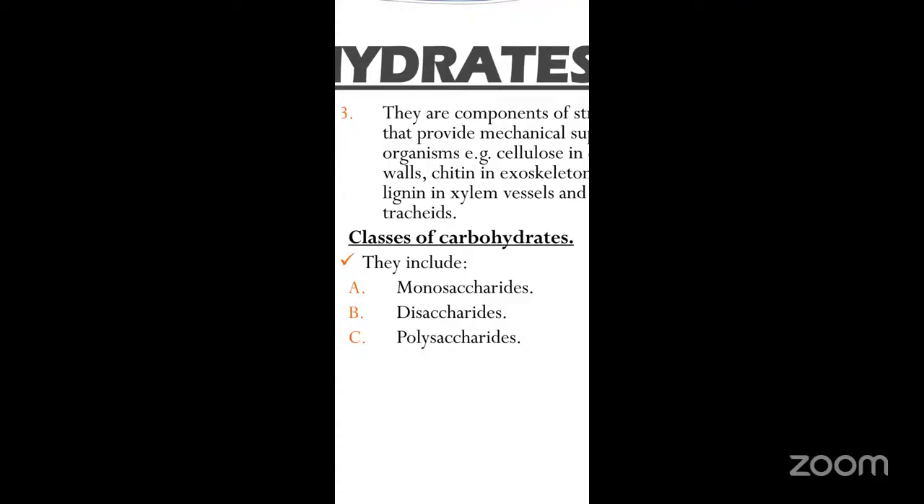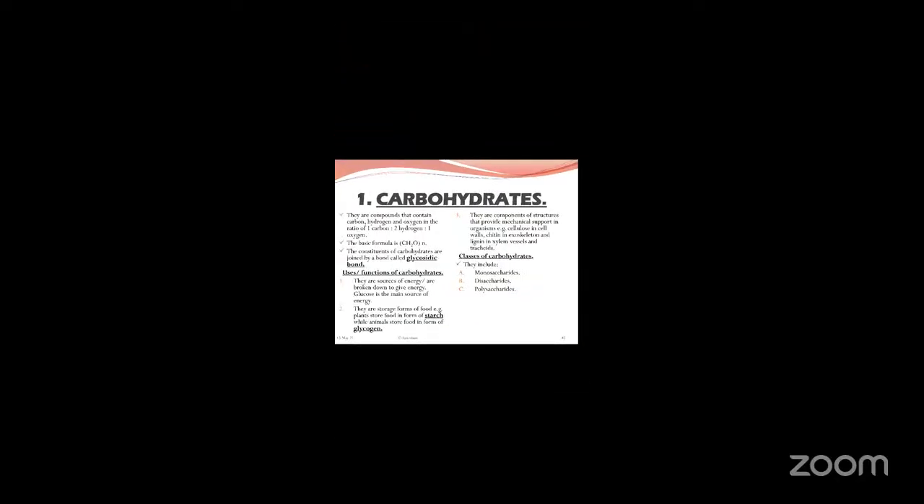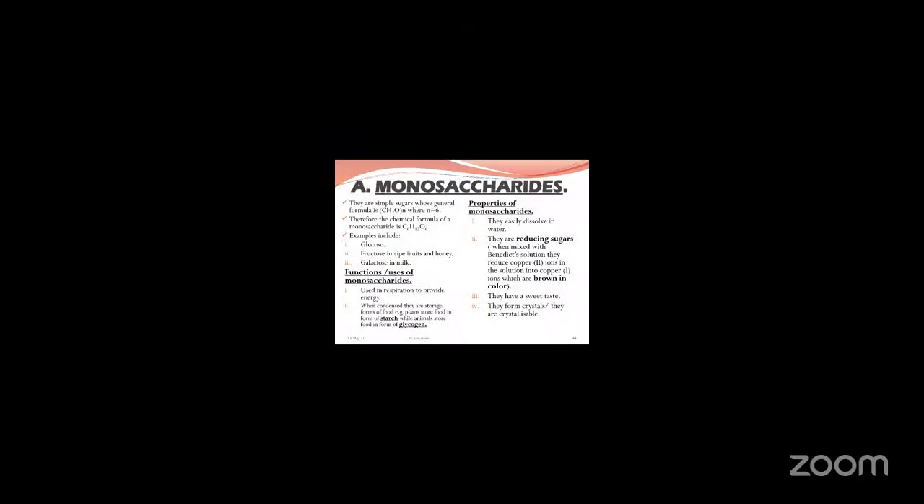So it is very important that you note that the three classes are based on how many molecules of glucose are present. When you only have one molecule of glucose, we have a monosaccharide. When we have two monosaccharides combined, they form a disaccharide, and when there are more than two, they become a polysaccharide. So let us talk about monosaccharides in detail.